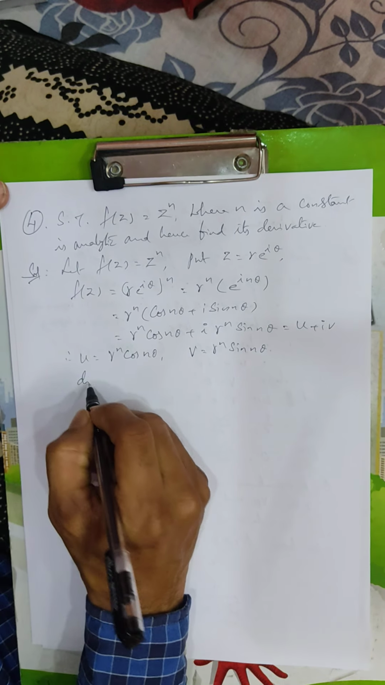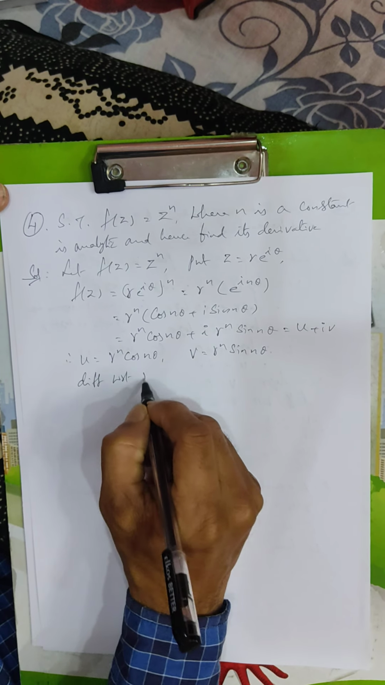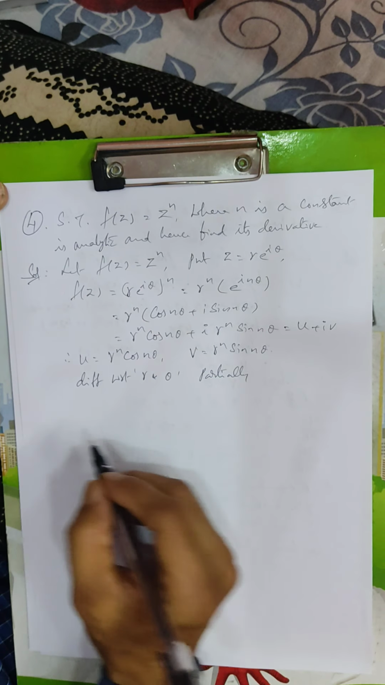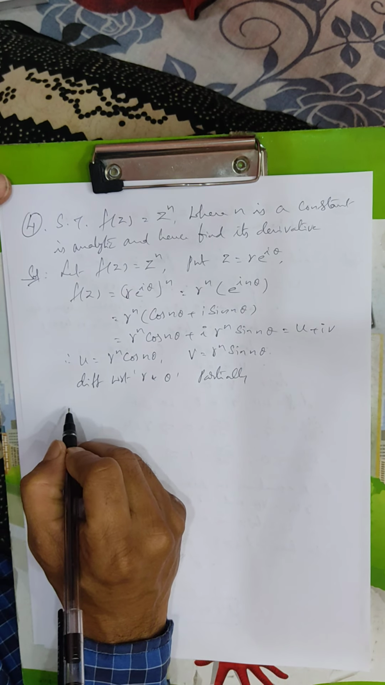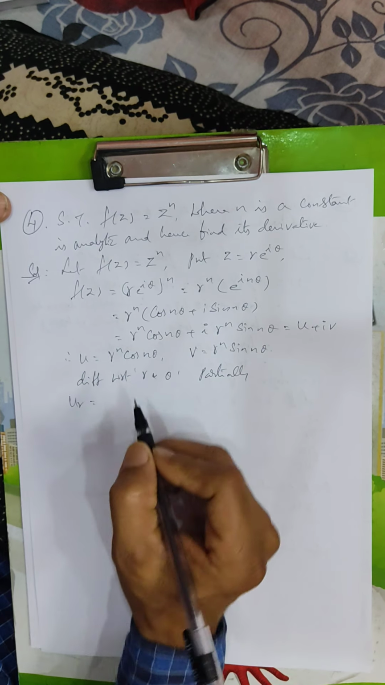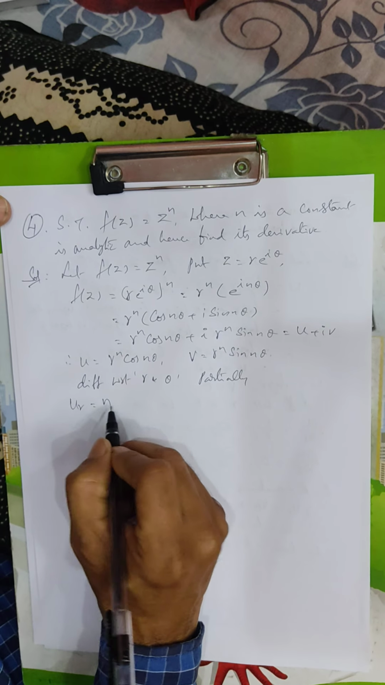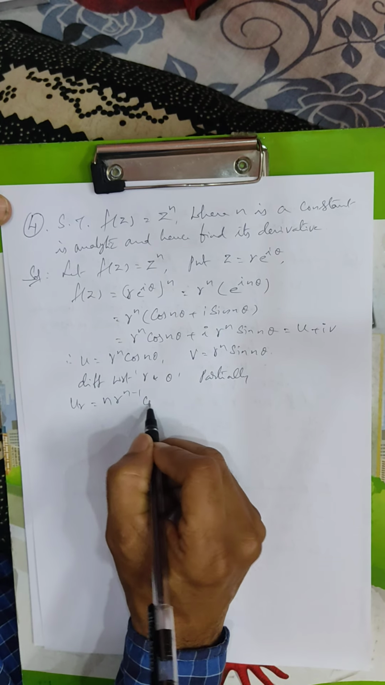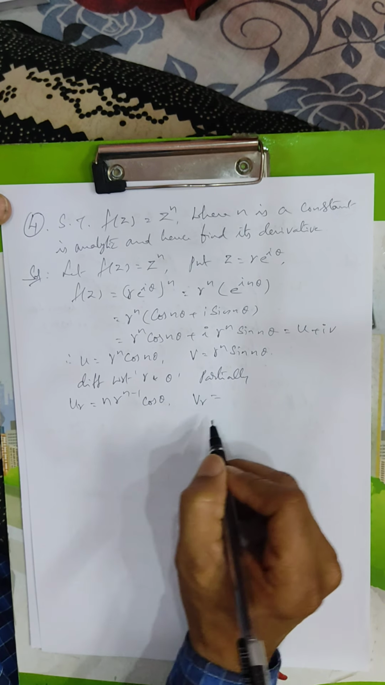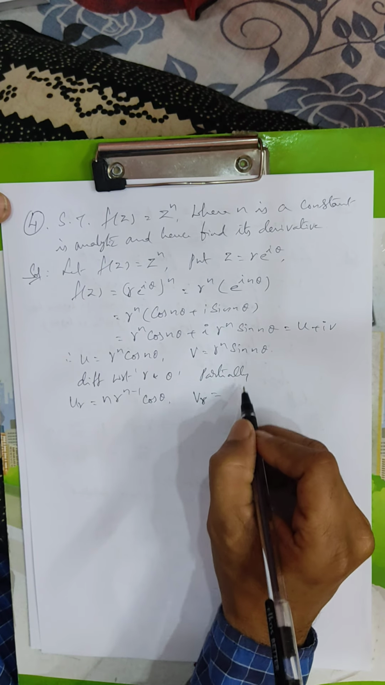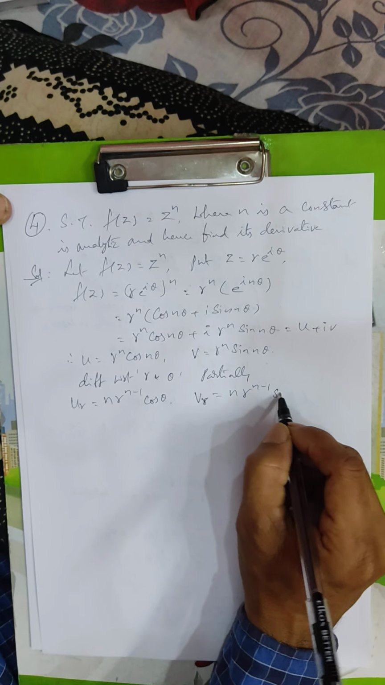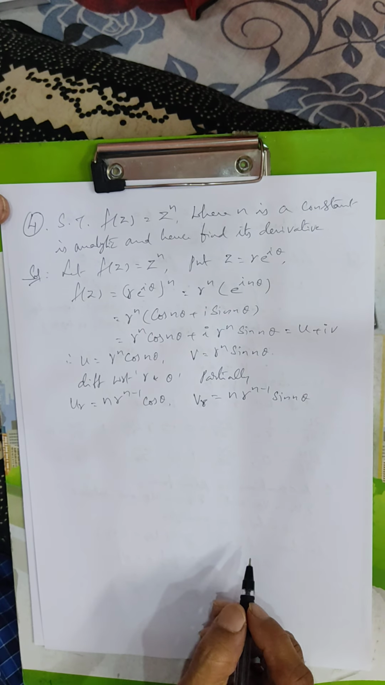Now let us differentiate u and v with respect to r and theta partially. We get dou u by dou r. I'll write u suffix r is equal to, while differentiating with respect to r, cos n theta is constant. Just differentiate r power n, that is n into r power n minus 1 cos n theta. Similarly, differentiating v with respect to r, we'll get v r is equal to, sin n theta is constant. Derivative of r power n is n into r power n minus 1 sin n theta.